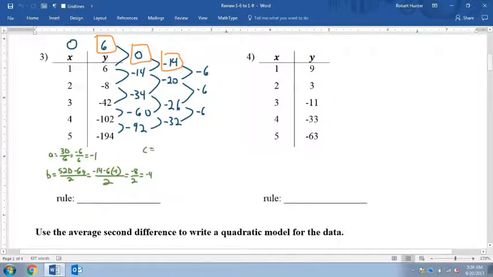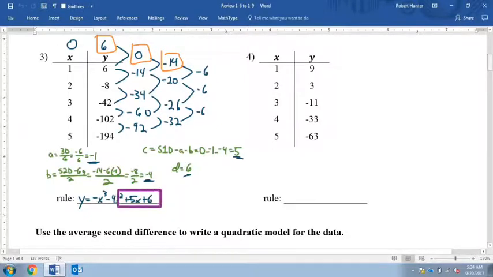C equals the starting first difference minus A minus B. So that's 0 minus negative 1 minus negative 4, so that's 5. And D is your starting point, which is 6. Okay, so you've got ax cubed, bx squared, cx, and then your constant. So y equals negative x cubed minus 4x squared plus 5x plus 6. There you go. Number 4.